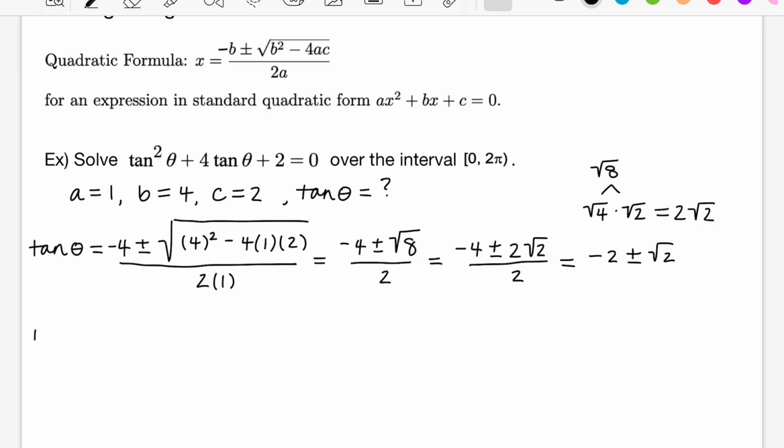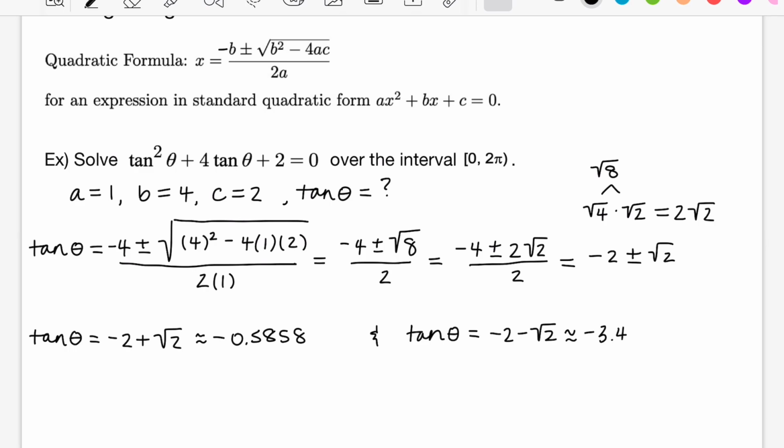Alright, so this tells us that tangent theta is going to be equal to minus 2 plus the square root of 2, which is going to be approximately equal to minus 0.5858, so we're just rounding this guy. And we also have that tangent theta is going to be equal to minus 2 minus the square root of 2, which is approximately equal to minus 3.4142. Alright, so we have these two solutions because of our quadratic formula, which includes this plus or minus here.